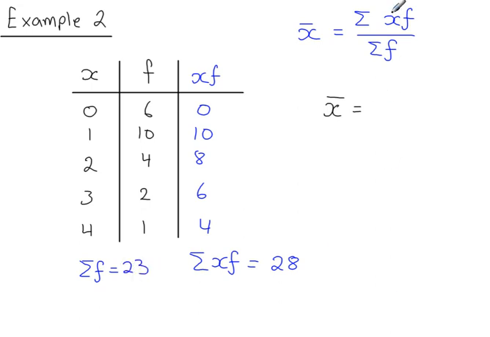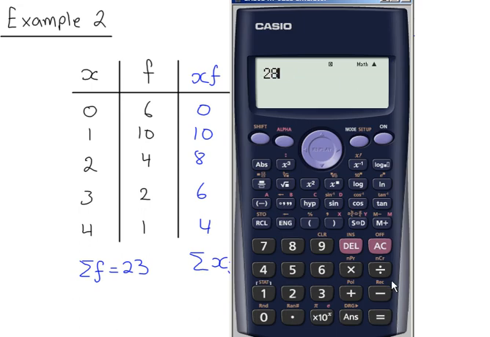and then looking at the formula, we're going to divide, so that's 28 divided by 23. If you have one of those calculators that puts that recurring point on top of these digits here, just press the SD key until you get rid of the recurring decimal. To 3 significant figures, then 1.22.